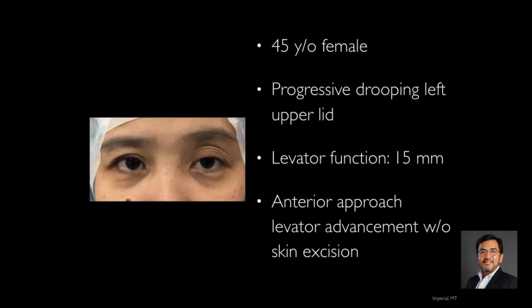This is a case of a 45-year-old female with progressive drooping of the left upper eyelid. Note in the photo that there is frontal overaction on the left side. Levator function measured at 15 millimeters. I decided to do an anterior transcutaneous levator advancement without skin excision. I did this case under the operating microscope, pardon the interference from the cautery machine.